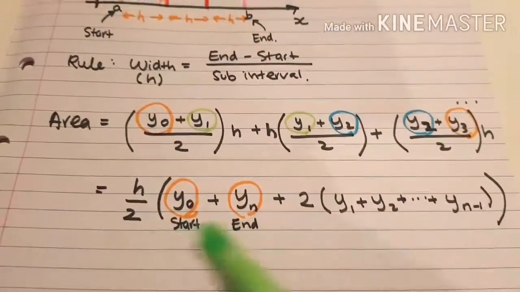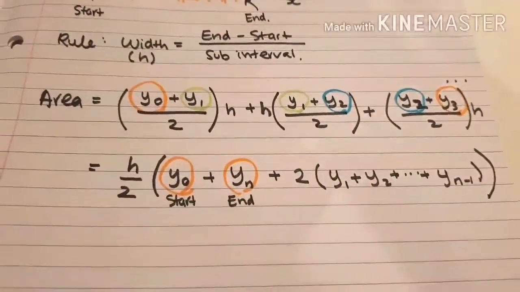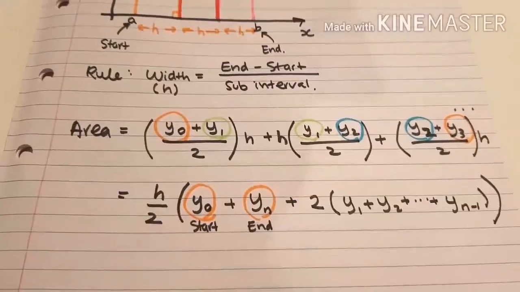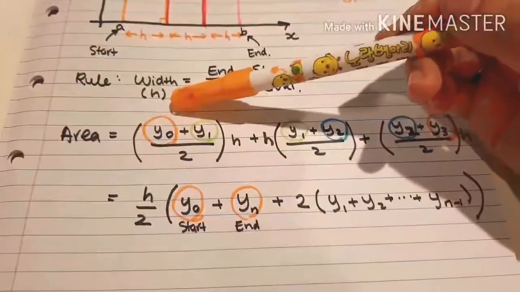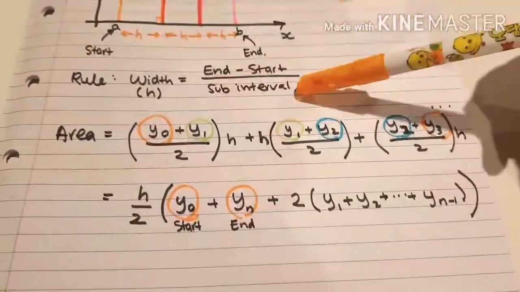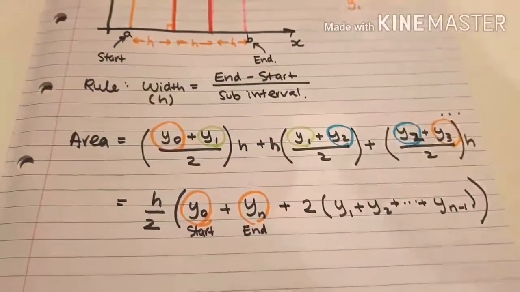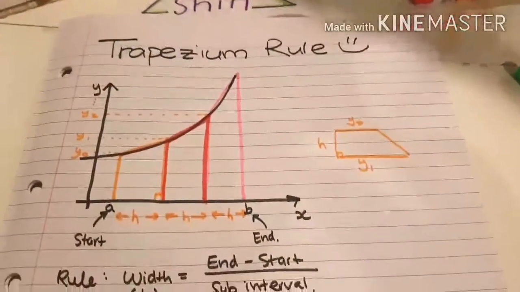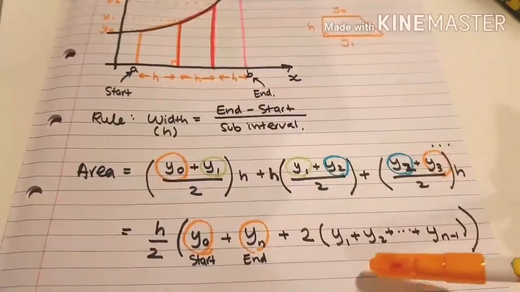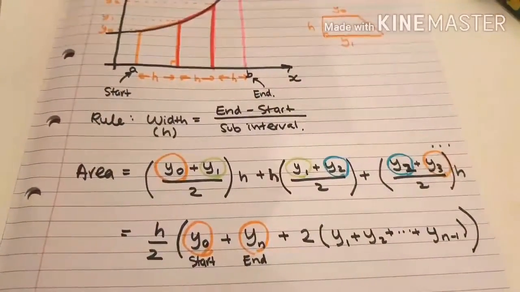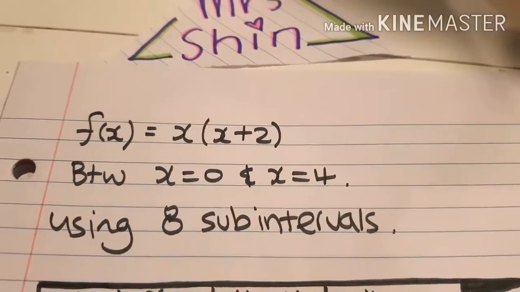So this is the formula that you need to know. And please remember this h. I already told you the formula: h is the width of each strip. That's all about the trapezium rule. This one and that one you need to know. Then let's have a go at doing some questions.